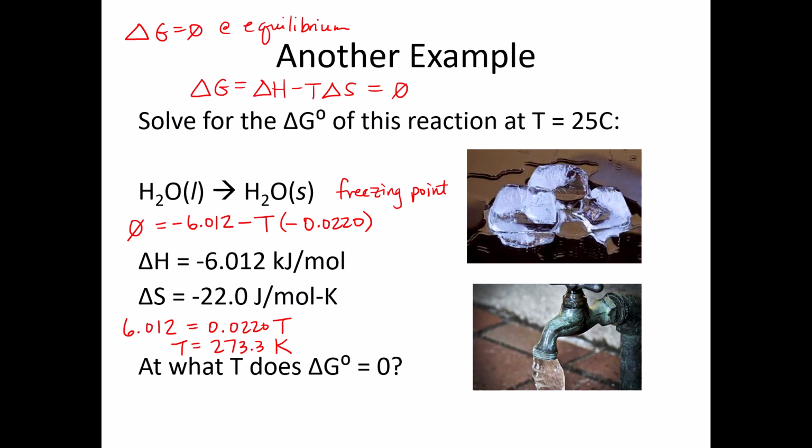So remember, this is in Kelvin, so 273.3 Kelvin is nearly the same thing as 0 degrees Celsius. So this is the freezing point of water. Alright, so we can calculate the temperature at which we see the phase change. And this can apply to any substance if we know delta H and delta S.